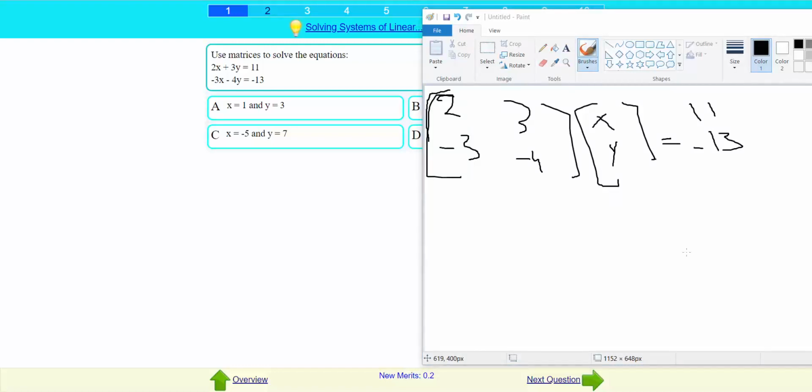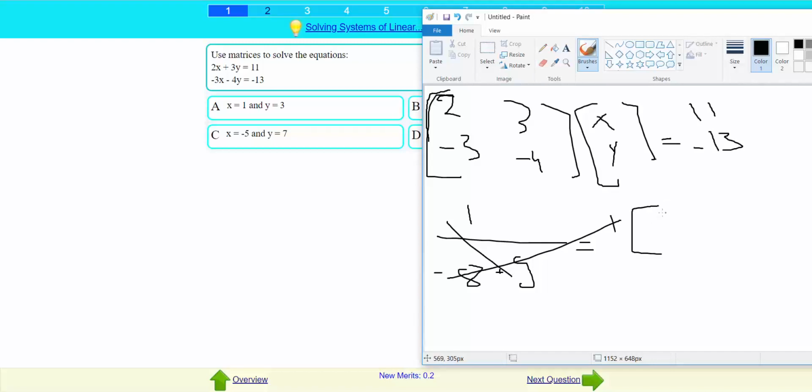So the first step is to get the determinant. So we have 1 over, it is negative 8 minus 9, that's plus 9. So we would be left with 1 over, it's basically 1, right? And then we flip the matrix to negative 4 and 2, and then negative 3 and 3. This one is going to be multiplied by 11 and negative 13, just like that.